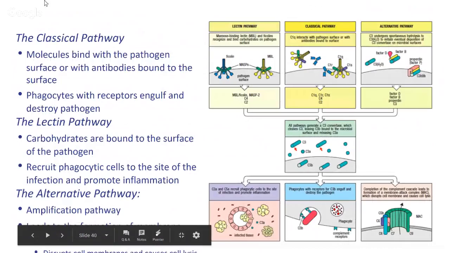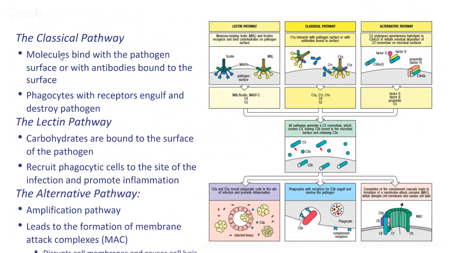And they basically help neutralize pathogens through different ways. So you have your activation of your complement. If you have something like your C3, it will result in the cleaving of it into C3a and C3b. And then each one of these has a different function.